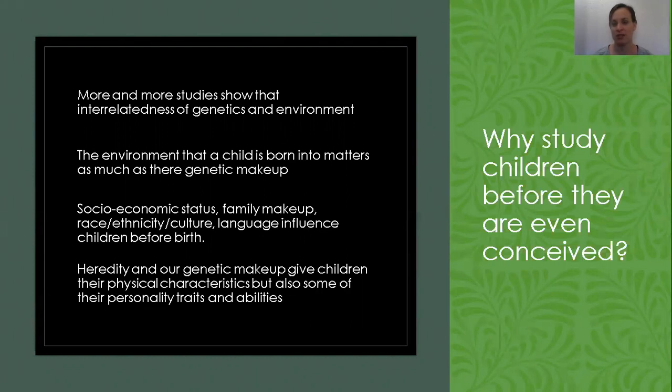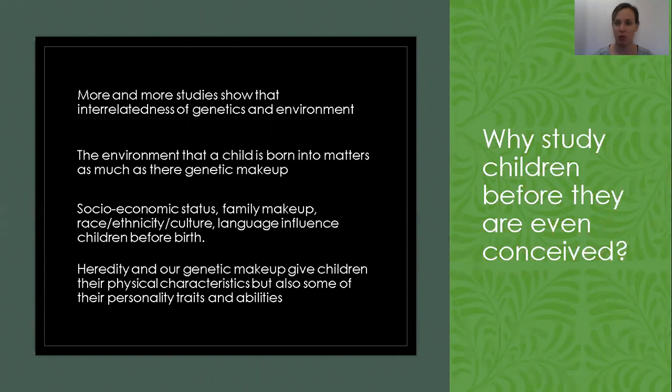So this whole class is the study of children. We, as humans, develop over our entire lifespan, but we are specifically looking at what our society has deemed children. So that's before they're born all the way up until kind of 18, 19, 20 years old. More and more studies are really showing that there's a big interrelatedness between genetics and our environment. So it's that age-old nurture versus nature argument.